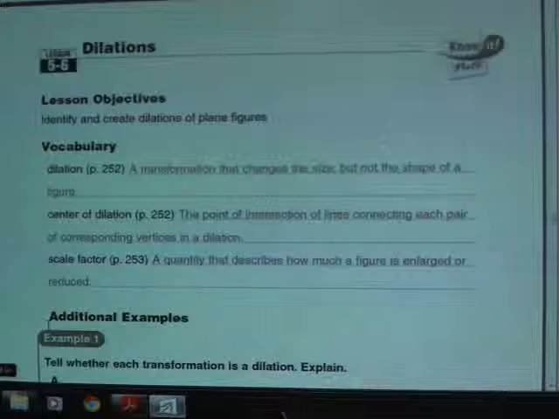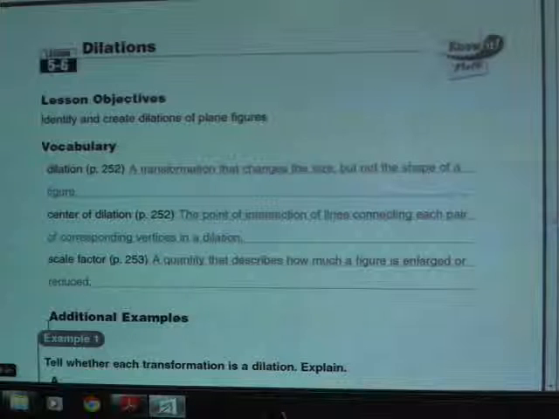So what is a dilation exactly? It's a transformation that changes the size but not the shape of a figure. And if you remember, the other three were grouped together because they were the exact opposite. They didn't change the size, but this one actually does change the size. It can make it bigger or smaller, whereas the other three made the exact same shape. It somehow got turned, twisted, rotated, whatever, but it didn't change the size.